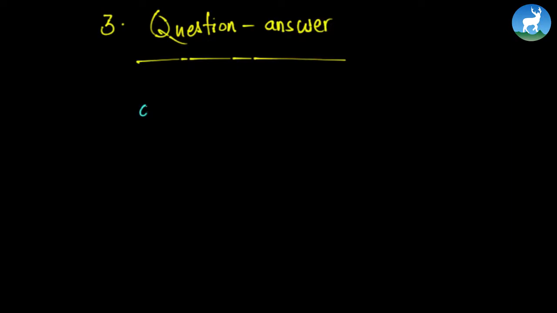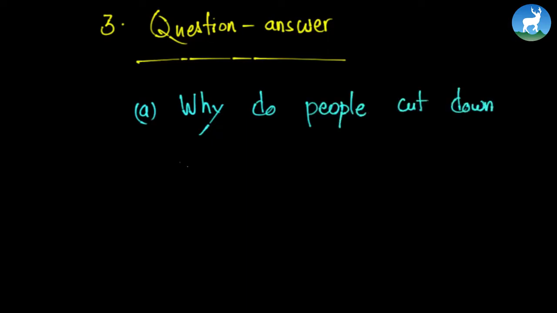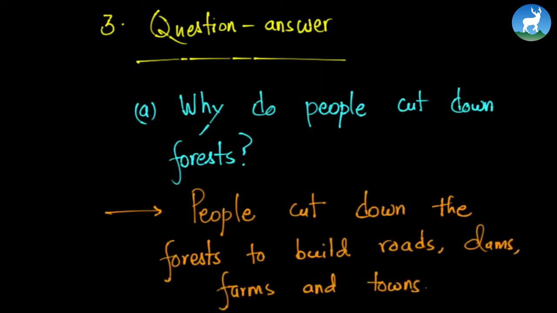So the first question that we have is, why do people cut down forests? And the answer to that question is obviously given in the book. If you go to the second paragraph, you find the answer right there. So why do people cut down the forest? The answer given in your book is, people cut down the forest to build roads, dams, farms, and towns.